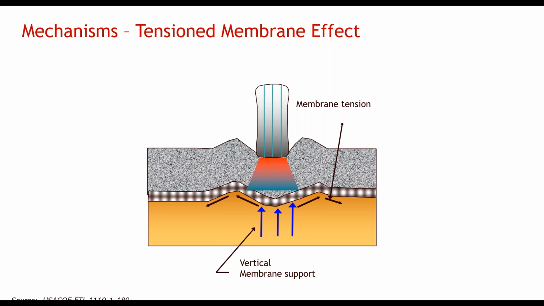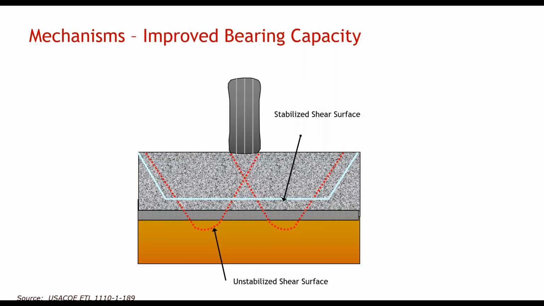The second mechanism is improved bearing capacity. This mechanism describes the ability of a geosynthetic to spread loads over a wider area, which reduces the pressure on the subgrade. This mechanism is analogous to the way a snowshoe allows the wearer to walk on top of snow without sinking in. In fact, it is often referred to as the snowshoe effect.